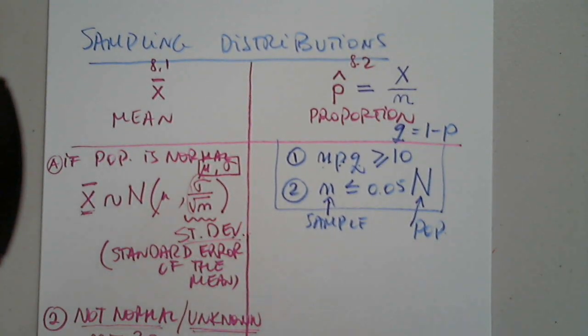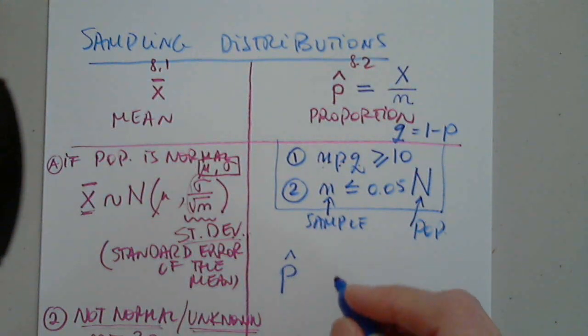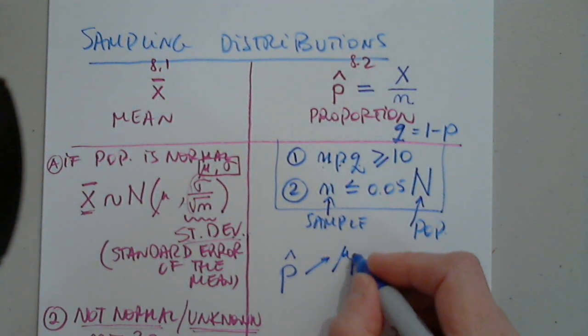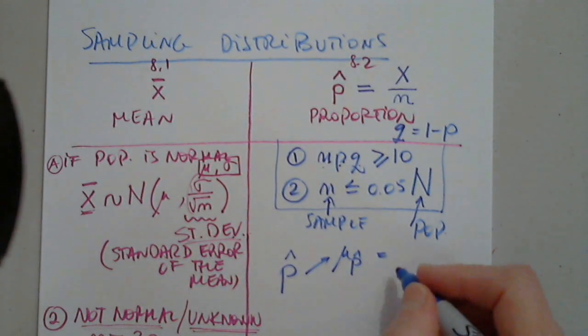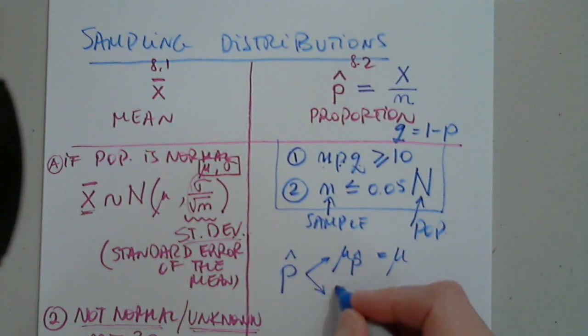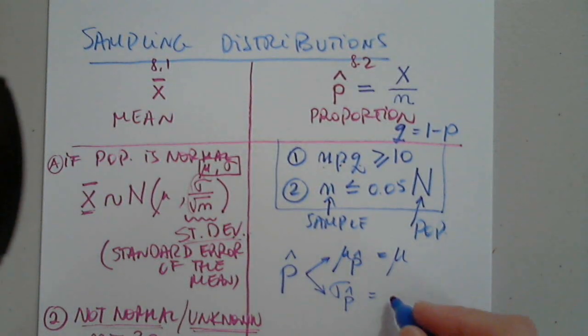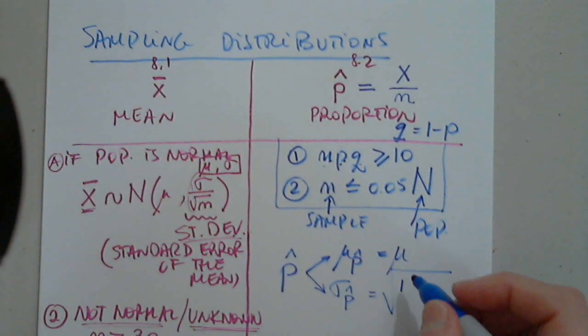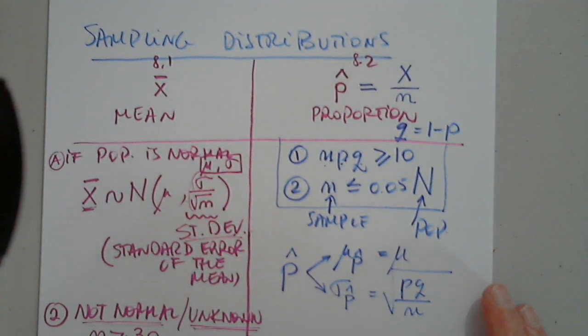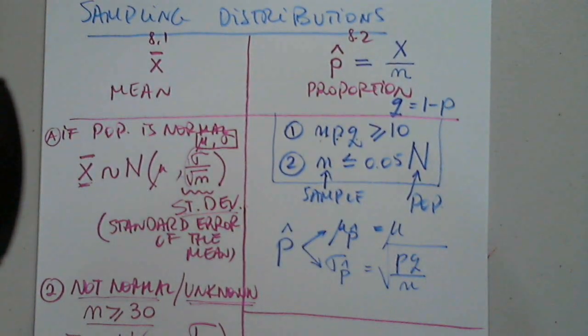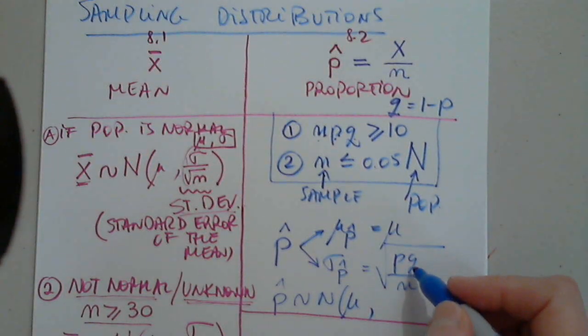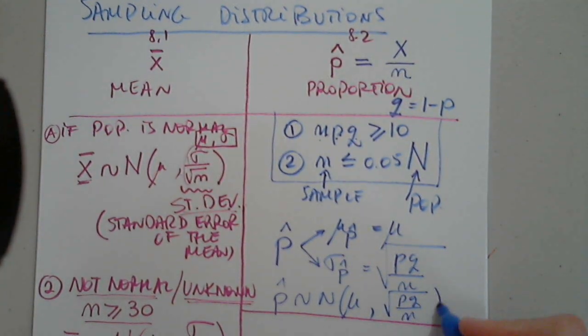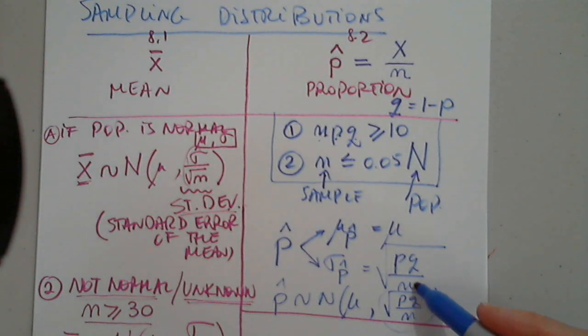Okay. So P hat will have a mean, which is the same as the population proportion, and it will have a sigma P hat, which is the square root of PQ over n. You can write it as P times 1 minus P over n, the same thing. And this distribution, P hat, will be normal with mean P and standard deviation the square root of PQ over n. And this is the standard deviation, and this is the mean.